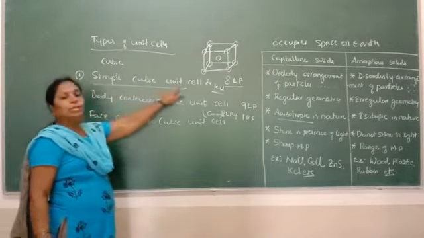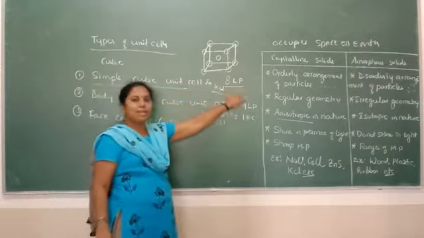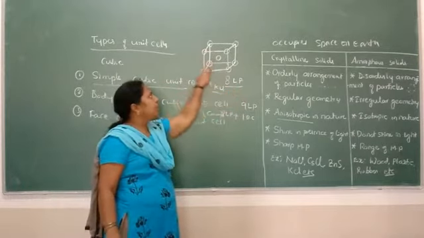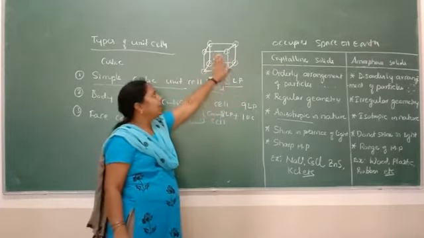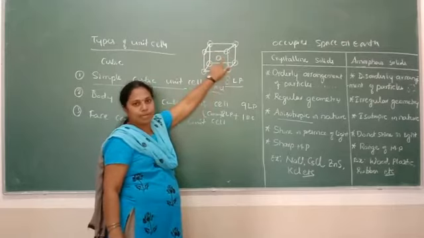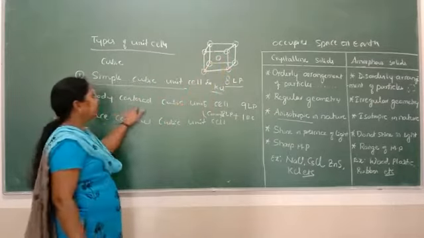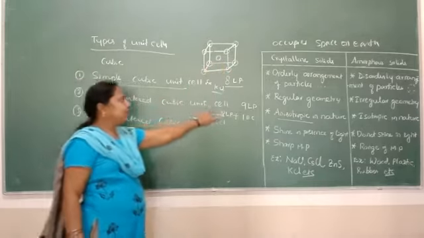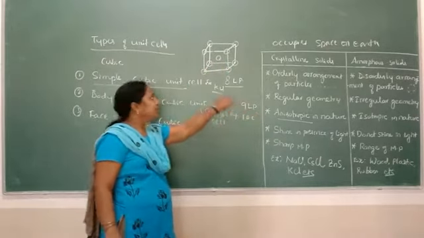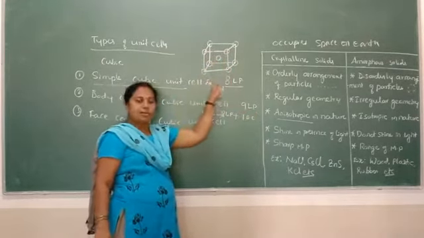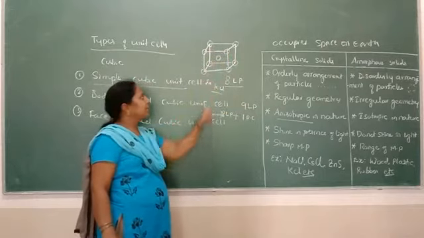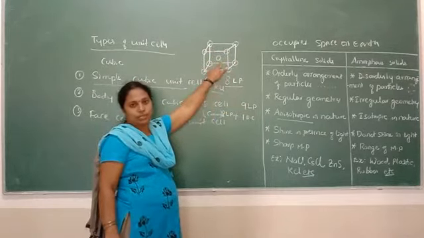So in the simple cubic unit cell, there is a presence of 8 lattice points which are arranged at 8 corners of the unit cell. Only 8 particles. There is no body-centered particle here. So in case of body-centered cubic unit cell, there is a presence of 9 lattice points in which 8 particles are at the corners and one of the particles is present at the center of the unit cell.